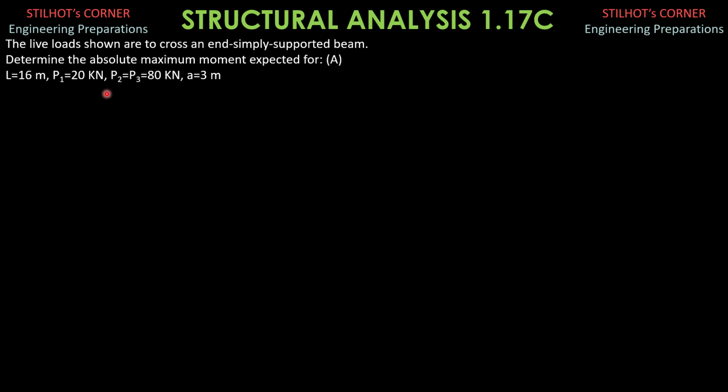L is 16 meters, P1 is 20 kilonewtons, P sub 2 equals P sub 3, 80 kilonewtons, A is 3 meters, B is 6 meters. And for part B, L is 18 meters, P sub 2 is 75 kilonewtons, and P sub 3 is 90 kilonewtons. And all other data remain unchanged.